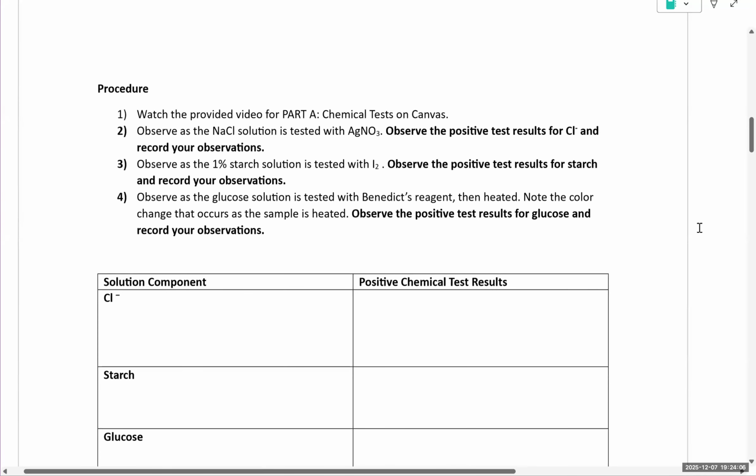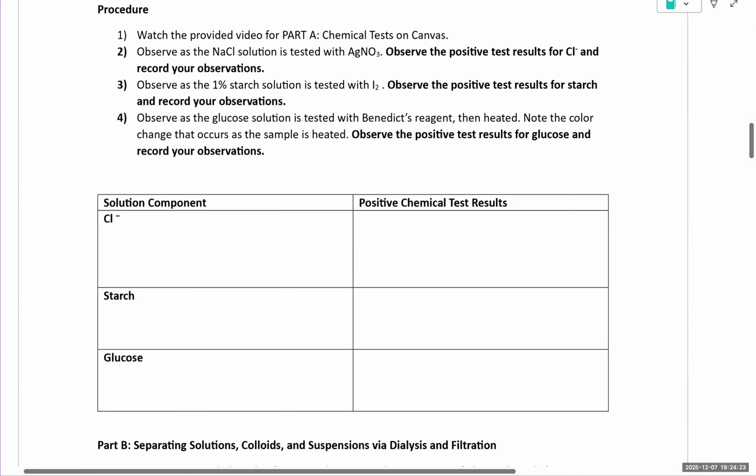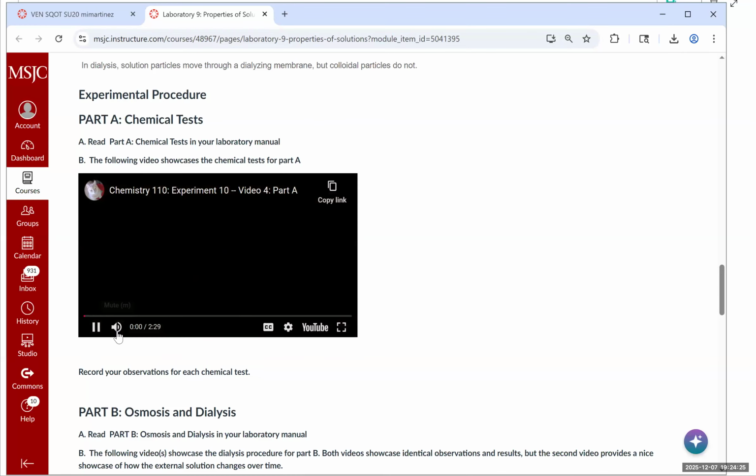Okay, so in our procedure, we're going to watch the video for part A. We're going to observe the positive test results for chloride. We're going to observe the positive test results for the starch solution, and we're going to observe the positive test results for glucose. Okay, so let's take a look.